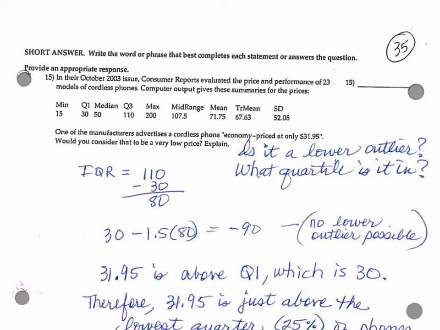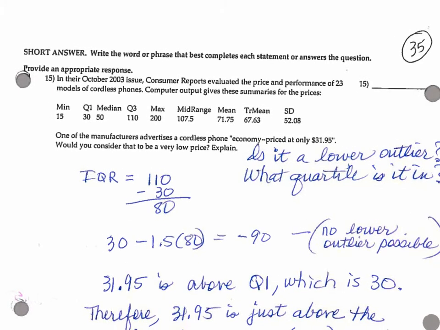I wanted to point out a couple of things on this computer printout. Here is your minimum, Q1, median, Q3, and maximum. We will not ever use this mid-range. We do not use mean for this problem. We will use mean later in this class, but not for our box plots. This trimmed mean we will actually never ever use, and then this is standard deviation we'll use later. So you're only going to be using this 5-number summary information, okay?